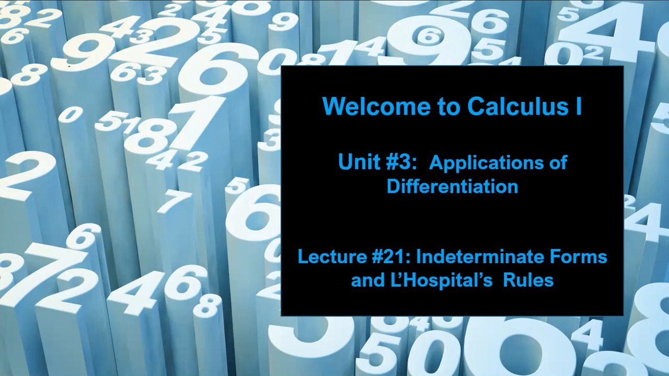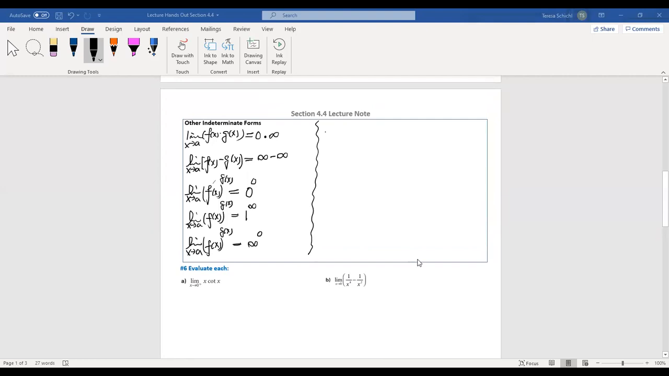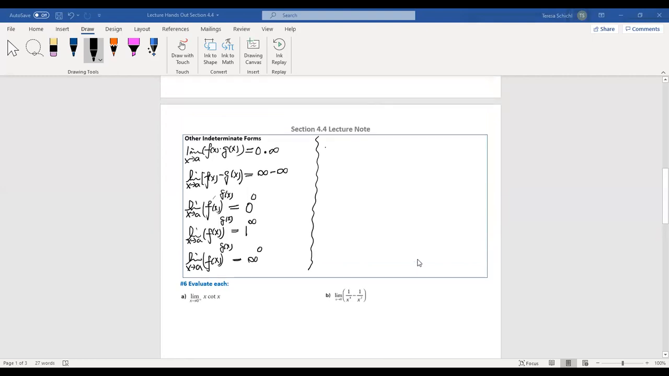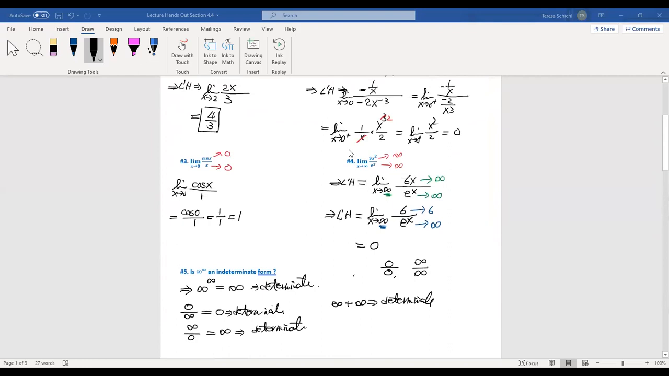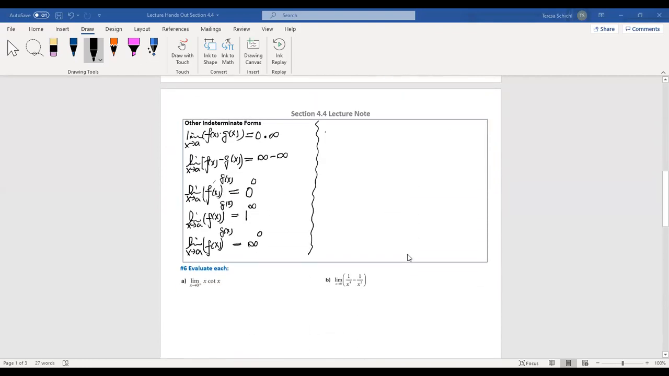Our second video is going to talk about what happens if we have a different type of indeterminate form, and what type of transformation we can do so that we are able to apply L'Hopital's rule. Okay, so now let's go to our lecture notes and start. From video 1, we did the regular L'Hopital's rule, and we stopped here.